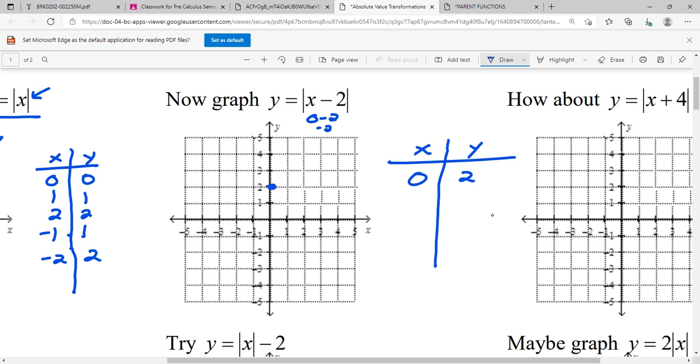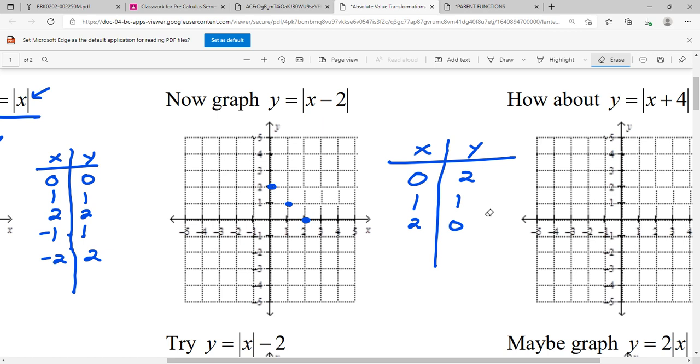Okay, if x is 1, we would have 1 minus 2, which would be negative 1. Absolute value of negative 1 is positive 1. So we're going to have 1, 1, which would be right there. All right, if x is 2, 2 minus 2 is 0. Absolute value of 0 is 0. That's going to go there.